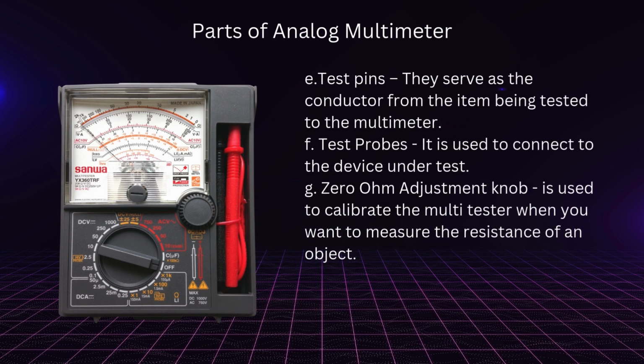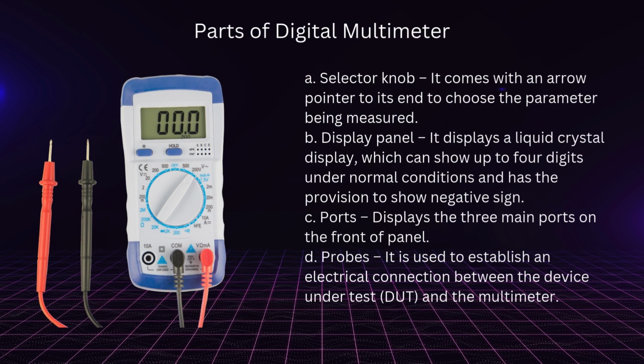Number 5. Test pins. They serve as the conductor from the item being tested to the multimeter. Number 6. Test probes. It is used to connect to the device under test. Fourth, the parts of digital multimeter. Number 1. Selector knob. It comes with an arrow pointer to its end to choose the parameter being measured.